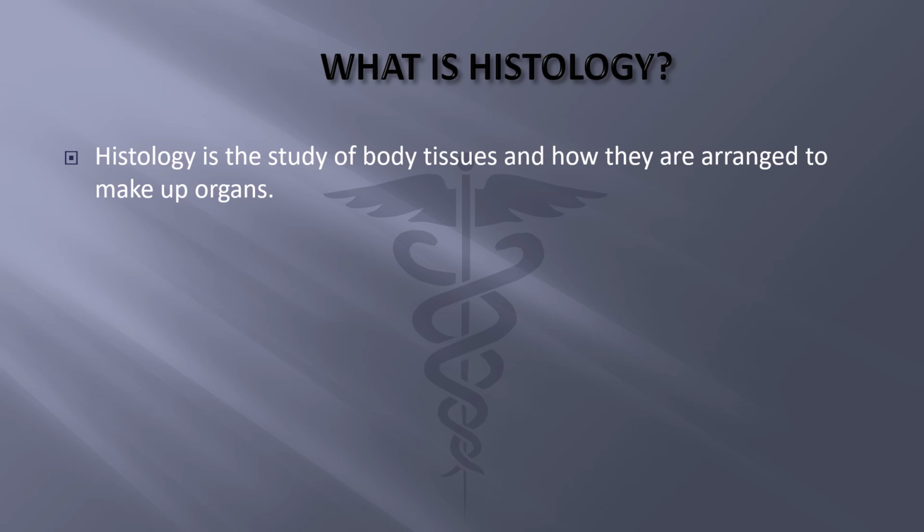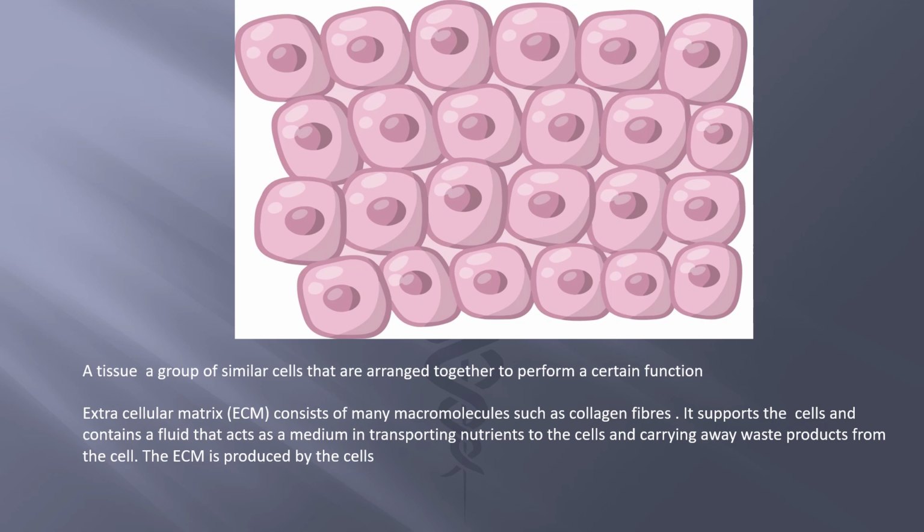So when we say tissues, we are referring to a group of similar cells that are arranged together to perform a certain function. Let me elaborate further. Let's take a look at the picture over here. We have a cell. This is one cell that I'm highlighting over here. And this is a group of cells over here. These cells, they are similar. So we call this group of cells a tissue.